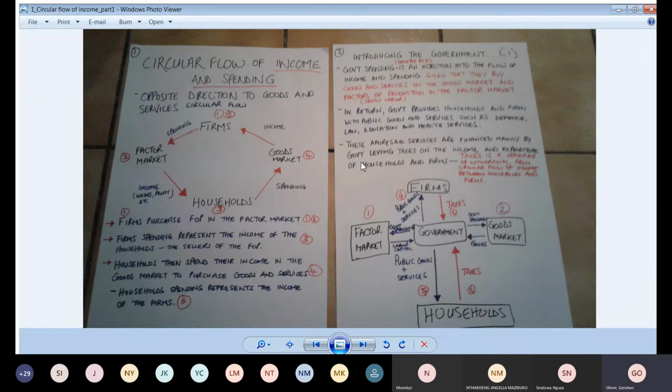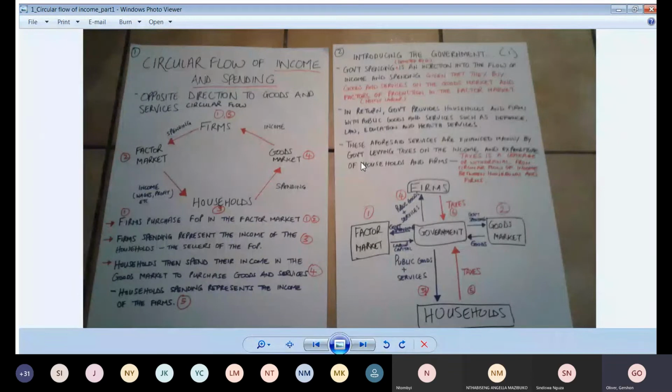What's happening at the bottom, on the far left-hand side, you can see number one, which is firms. Your firms are purchasing the factors of production in the factor market. The firms are going to buy labor. They're paying the labor salaries or wages. The firm spending represents the income of the households, and what I mean by that is they're paying the households their salaries. The households then spend the income in the goods market to purchase goods and services.